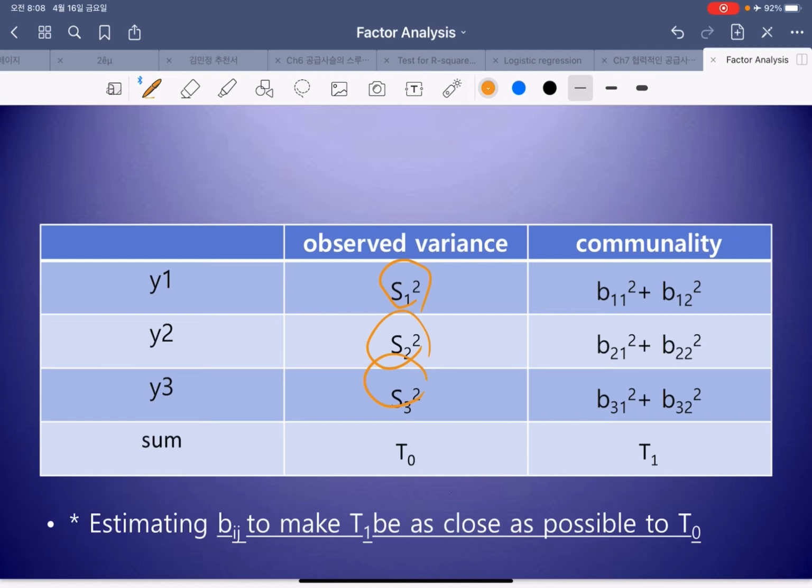And this one is from the actual observations, right? And you want to find the factor loadings, right? Here, these are the variances, for the theoretical variance covariance table, right? So you want to estimate factor loadings to make T1 be as close as possible to T0, right?